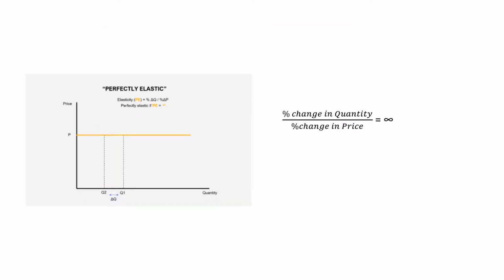The first one is perfectly elastic. If the demand curve is horizontal, a firm cannot change the price at all. If they change the price, no one is going to buy. So the percentage change in quantity divided by the percentage change in price will be infinite.